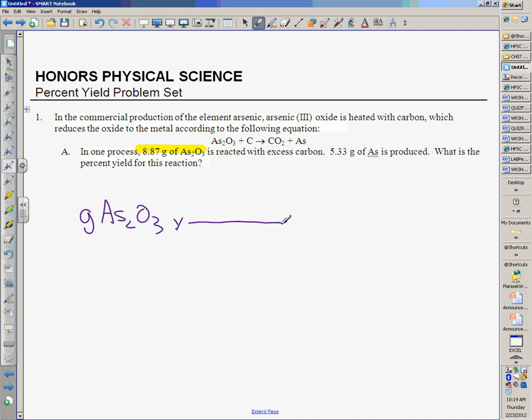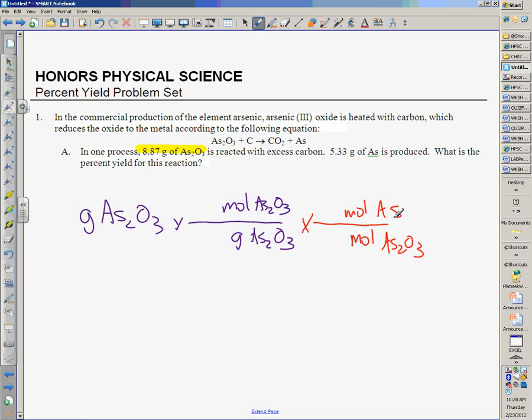Come see me if you have questions. I'll finish this up so you can look at it if you want to. Yep. It would be a theoretical and your actual. I'm not worried about what the actual number is. I'm just worried about going through the process.